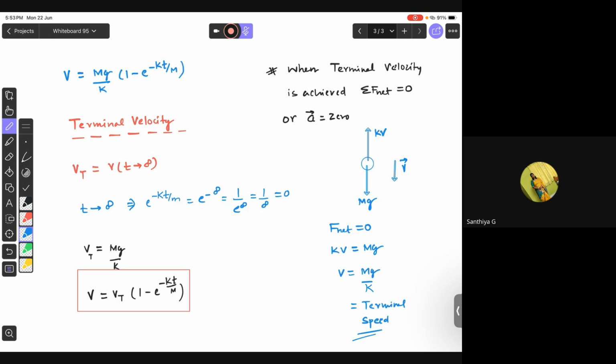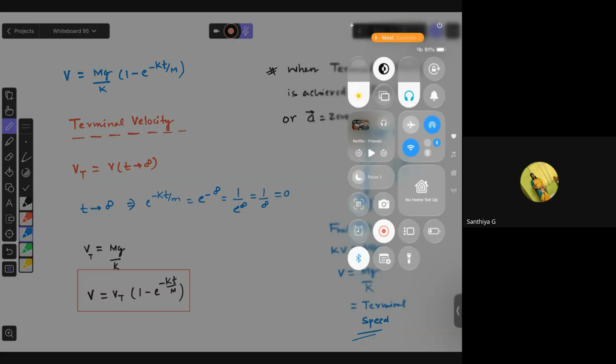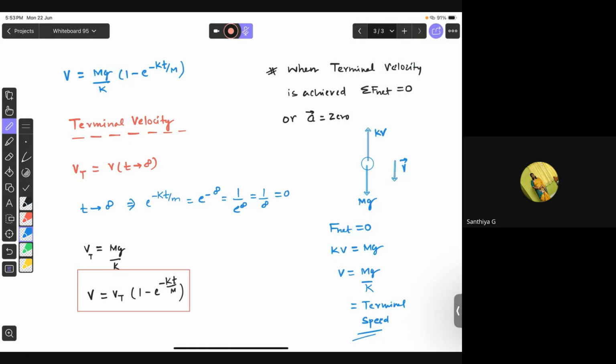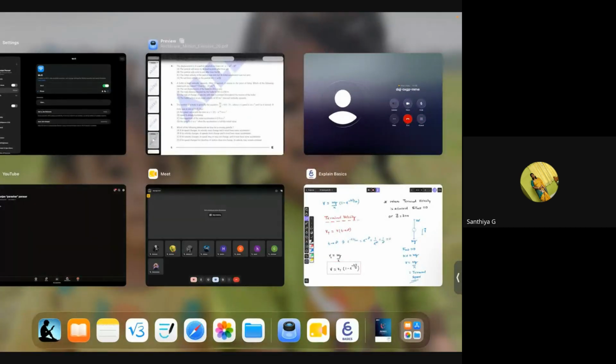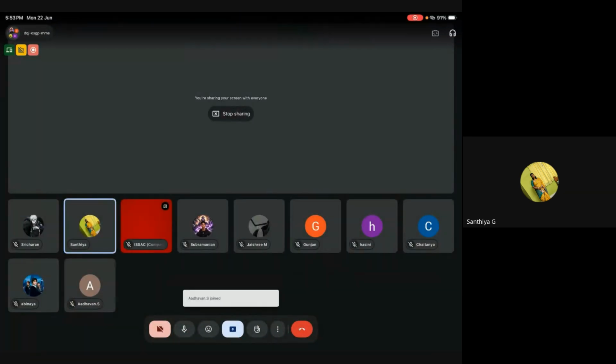Sir, here when we took when like acceleration is equal to 0, how do you get terminal speed, sir, instead of Can't terminal? hear you. I don't know why it's not. I will rejoin back. Okay, just a minute. No. Now I can hear you. But now I was able to hear you.